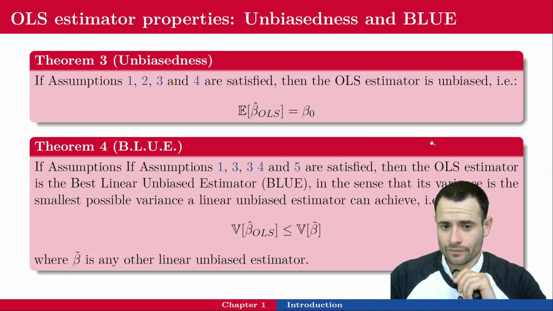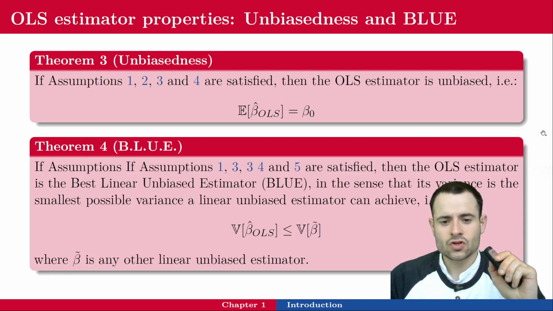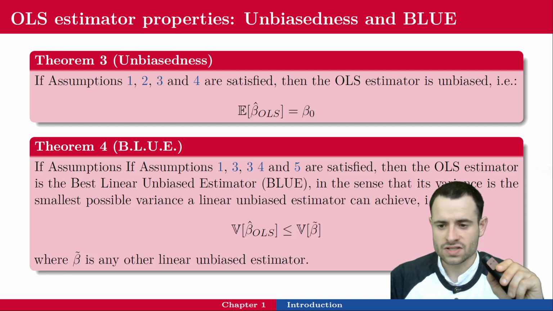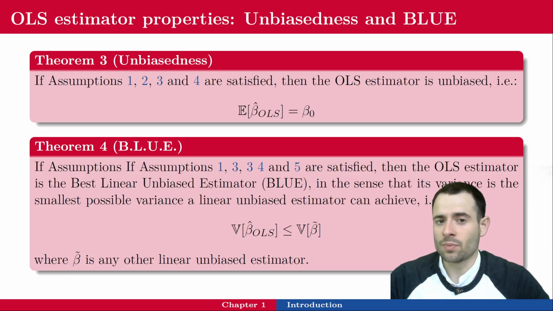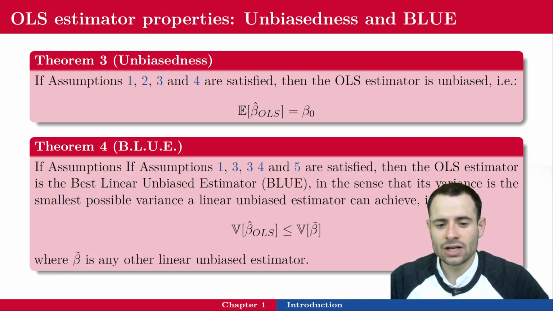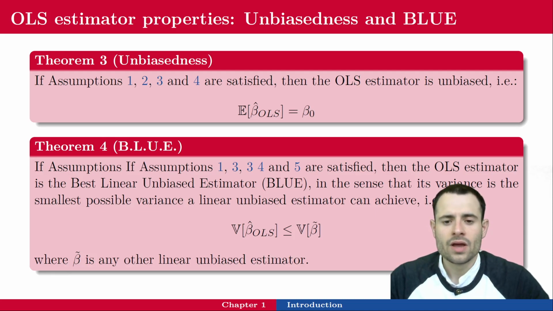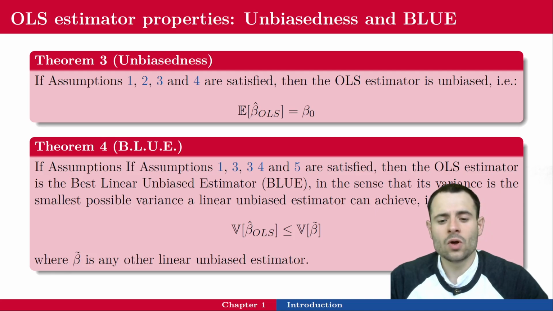Finally, the last one says that if assumptions 1, 2, 3, 4, and 5 are satisfied, then the OLS estimator has one more nice property. It is the best linear unbiased estimator. So, among all estimators which are unbiased, there might be others. There are others. This one, the OLS one, will be the one with the lowest variance. This will be particularly useful once we get into hypothesis testing and inference.